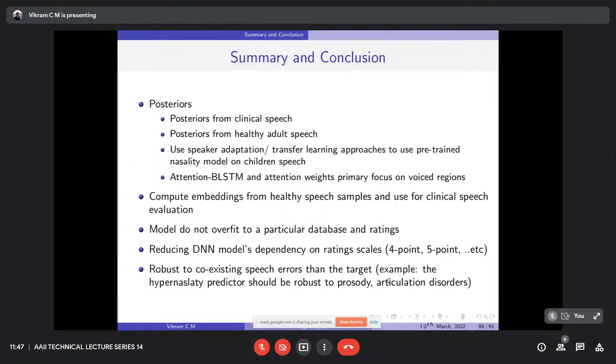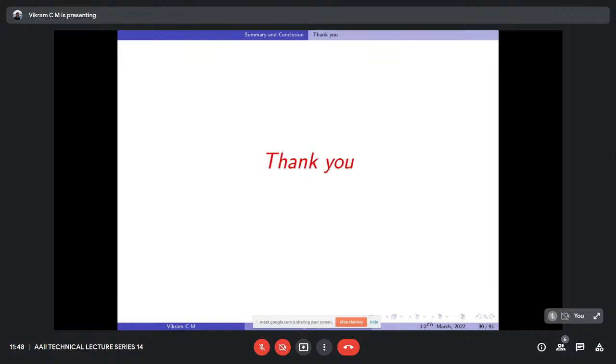One important research consideration is that the acoustic features or the model we develop for a clinical speech system should not interact with other disorders. Suppose we want to develop a hypernasality predictor system. Along with hypernasality, there are also prosodic errors and pronunciation errors. Our system should focus only on the hypernasality cues and ignore the prosody and articulation disorders. This is one more thing we need to consider in clinical speech research. So thank you, and are there any questions?